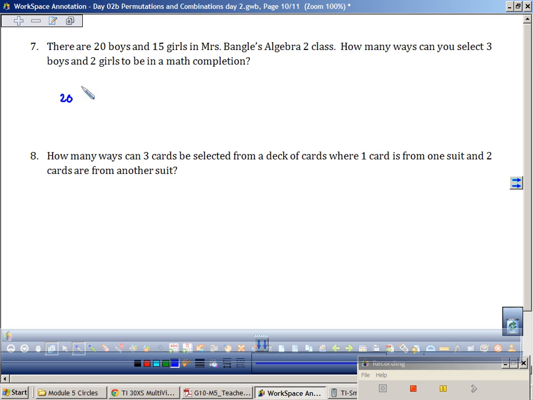So I've got 20 boys, and I'm going to choose 3 boys, multiplied by, I've got a total of 15 girls, and I'm going to choose 2 of them. So let's see, 20 choose 3, or combination 3, is 1,140, and 15 choose, or combination 2, is 105, for a total of 119,700.